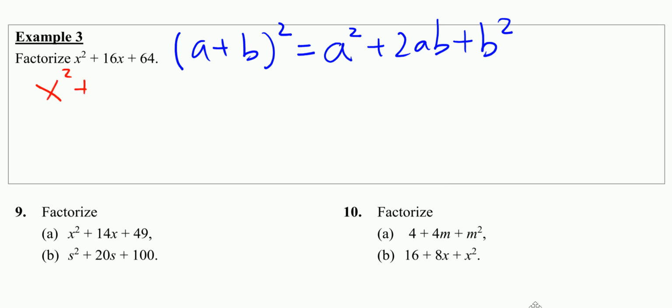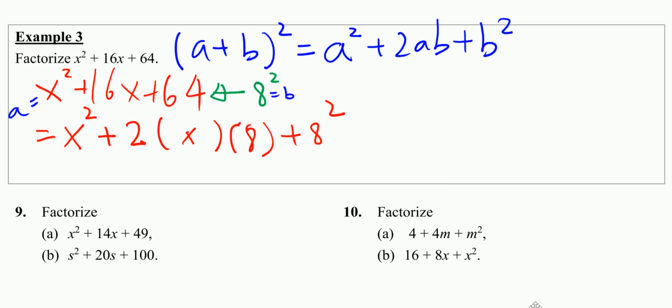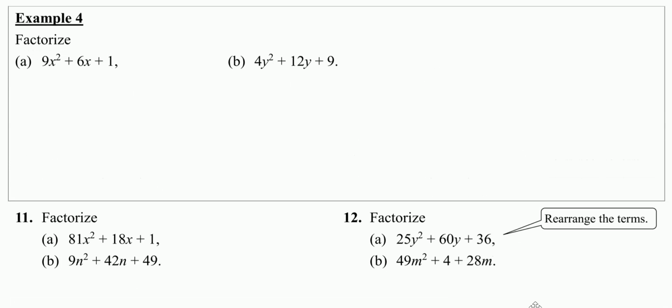So let's see. For this, we can just write down x squared, and you know 64 is equal to 8 times 8, that is 8 squared. Then we follow x squared plus 2 times something multiplied by x times 8, and then the other term is 8 squared. Here we put in x equals a and 8 equals b, so just put everything inside and the answer should be x plus 8 the whole square. For more complicated examples, just follow the rules.